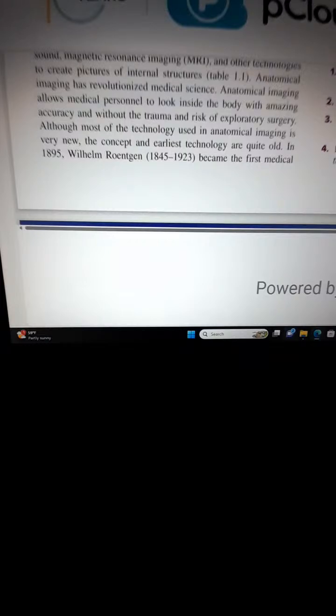Although most of the technology used in anatomical imaging is very new, the concept and earliest technology are quite old. In 1895, okay, dates to remember, 1895, Wilhelm Röntgen became the first medical.